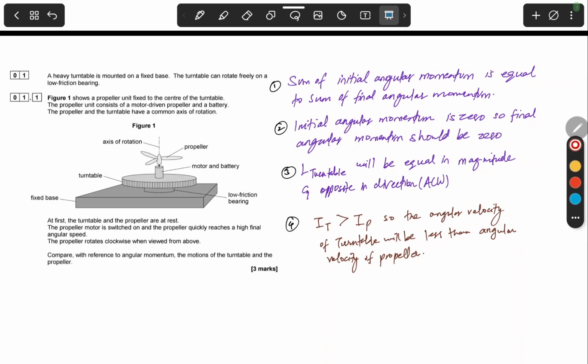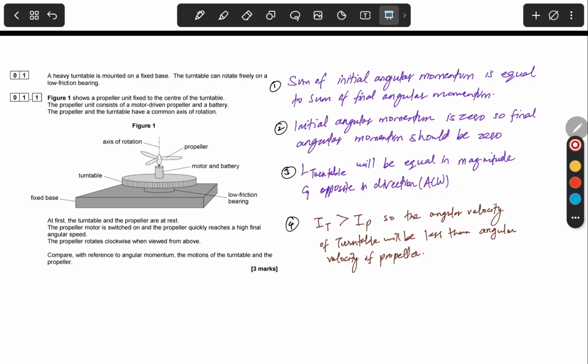Okay? What you're going to write down is that the sum of the initial angular momentum is equal to the sum of the final angular momentum. You can also write that the net external torque is equal to 0. That's up to you. And the second point you're going to write is that the initial angular momentum is equal to 0, so the final must also be the same. Because of this, the angular momentum of the turntable will be equal in magnitude to the angular momentum of the propeller, but opposite in direction, so it's going to be anti-clockwise.